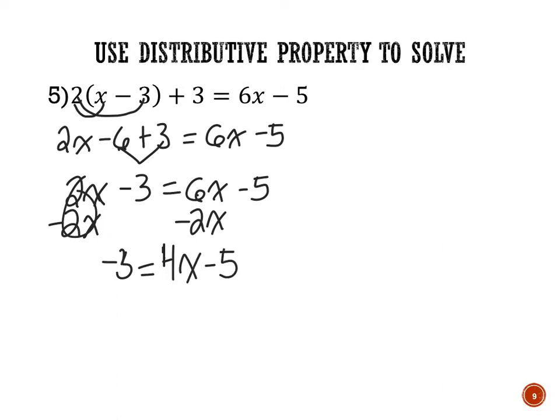To get the x by itself, I'm going to get rid of the negative 5. To get rid of the negative 5, I'm going to add it to both sides. Negative 5 plus 5 gives me 0. Negative 3 plus 5 gives me positive 2 equals 4x. Divide both sides by 4.